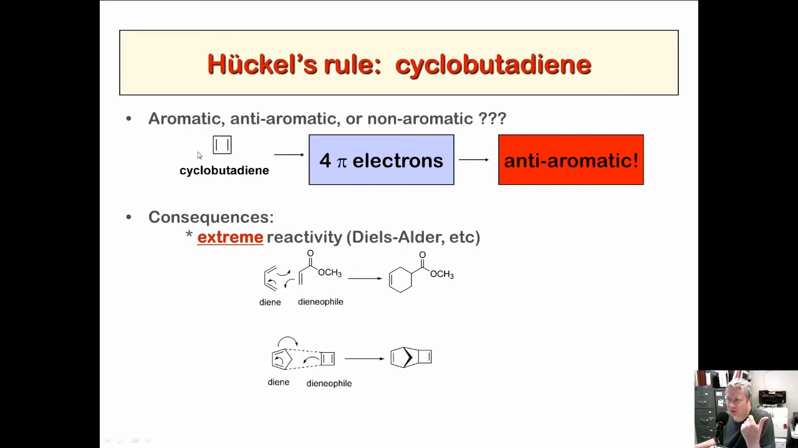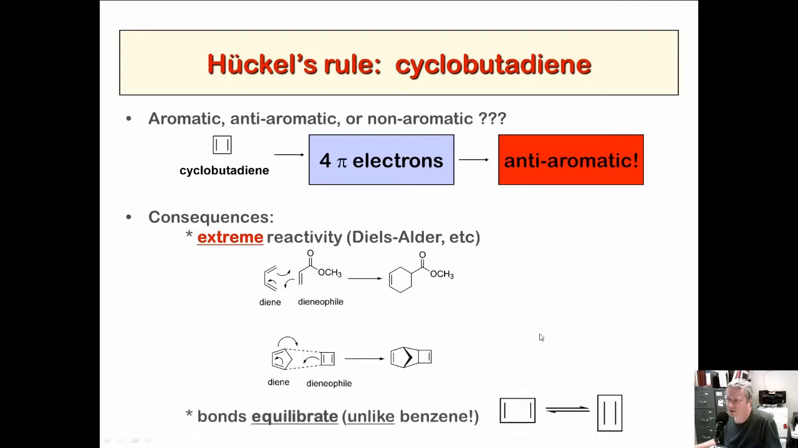Now, cyclobutadiene is very unstable and really reactive, and it will undergo a Diels-Alder reaction as a dienophile. Normally, you need an ester or a ketone or aldehyde or something like that to activate the dienophile. But this is so reactive that it doesn't even need that. It doesn't like being cyclobutadiene because it's anti-aromatic and unhappy. So this reaction happens very rapidly. You don't need to know about the Diels-Alder reaction because we're not covering chapter 14, all right?